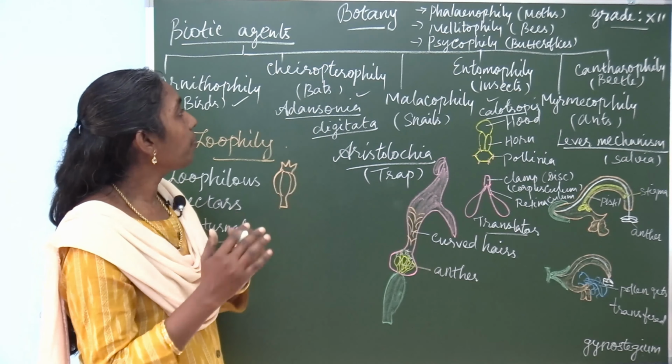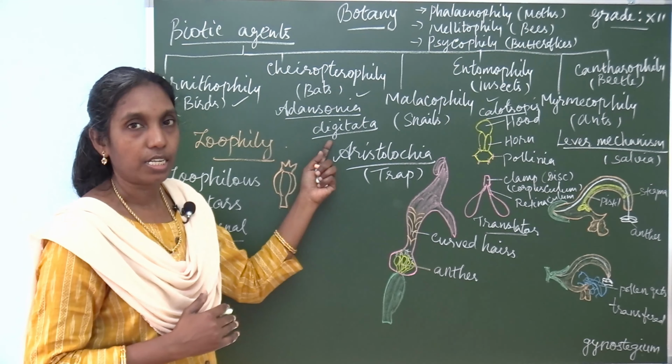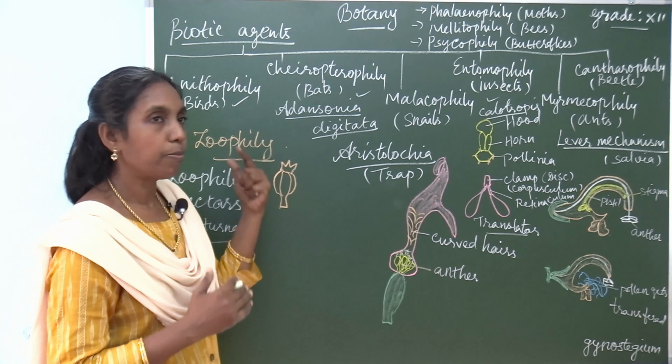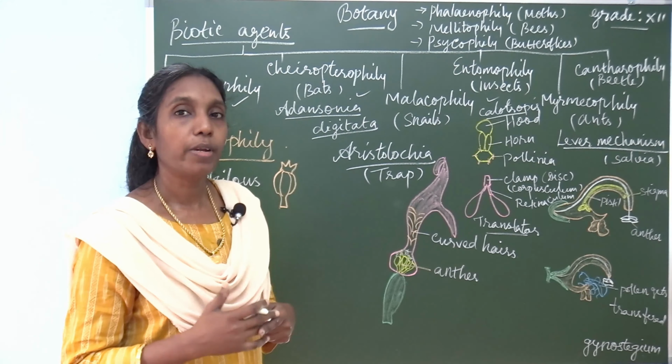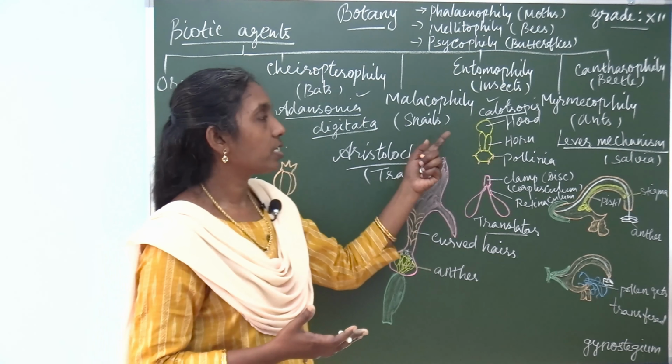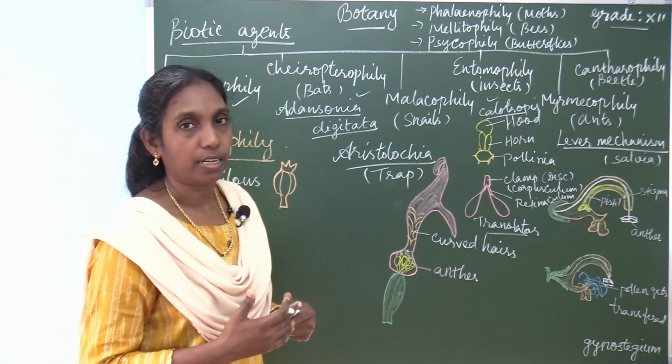The name of this classification is Chiropterophily. This is another example, Adansonia digitata. So the first one, ornithophilous flowers, pollinated by birds. Chiropterophily, by bats. Example, Adansonia digitata. Then Malacophily, the snails. In many aquatic plants, snails are used as pollinators.